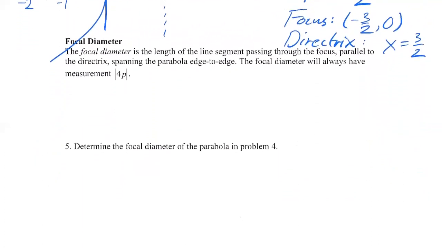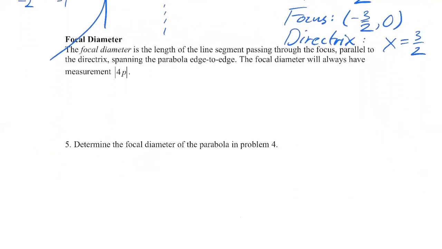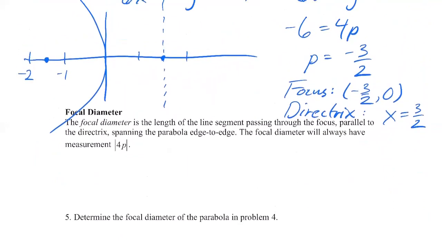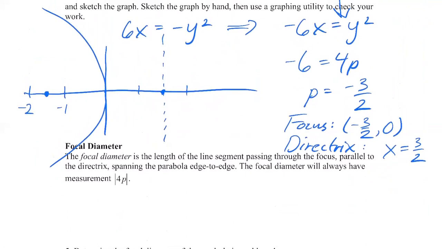Last topic, focal diameter. The focal diameter is the length of the line segment that passes through the focus parallel to the directrix, spanning the parabola edge to edge. The focal diameter will always have the measurement of 4p. So what does this mean? If we wanted to visualize it, focal diameter would be that length there. Too many dotted lines, if you ask me. We'll get rid of it on this figure.